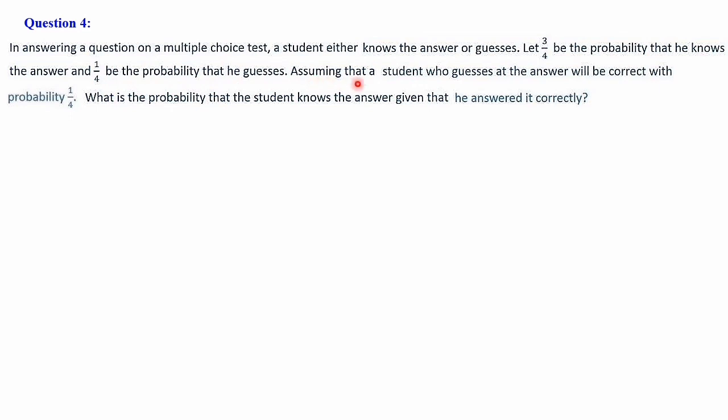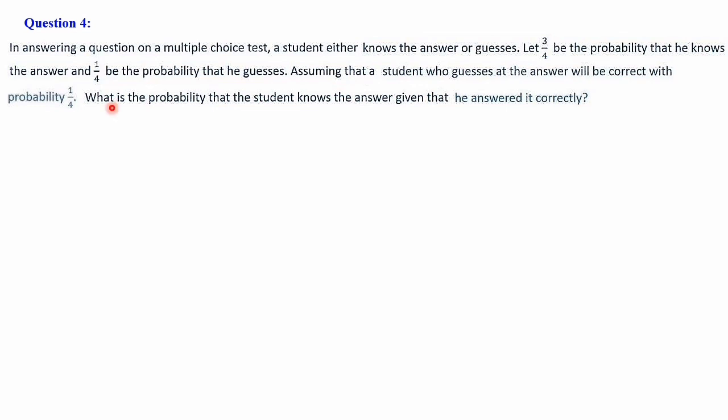Assuming that a student who guesses at the answer will be correct with probability 1 by 4. If we guess the answer, the probability that the answer is correct is 1 by 4. And here is one more thing we have to derive that is not given to you. If he knows the answer, the probability that the answer is correct is 1. It is a sure probability because he knows the answer.